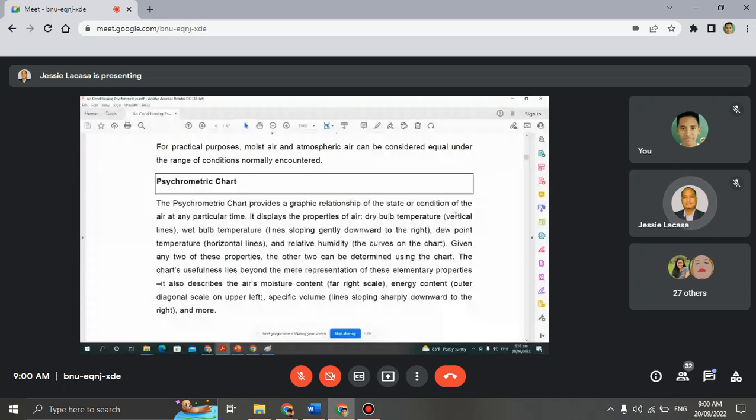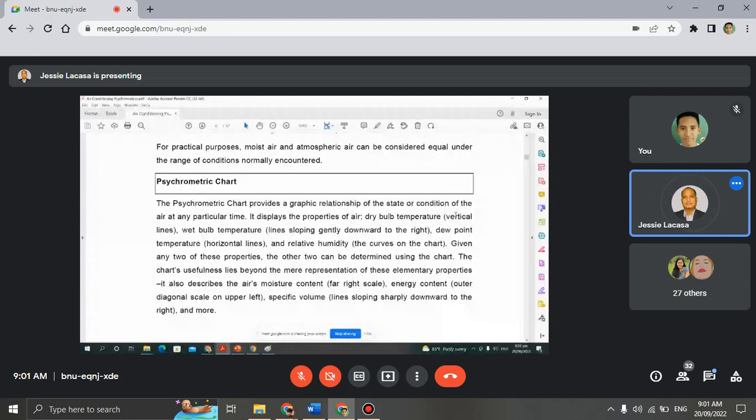On the psychrometric chart, we have the dry bulb, the wet bulb, the dew point temperature, the RH, the specific volume, the humidity ratio, and the enthalpy of the air. Given any two of these properties, you can determine the other properties using the chart.